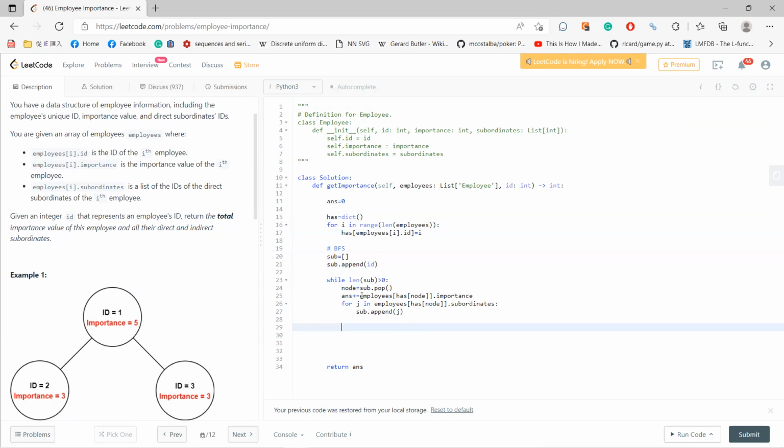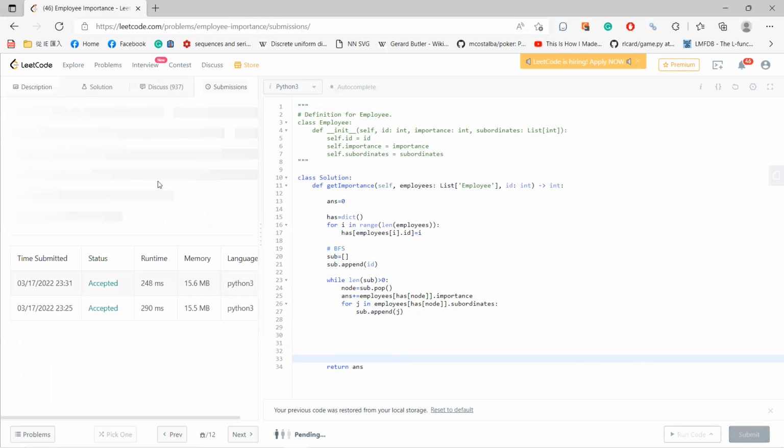Okay, and you find the importance. And you just keep going. So you put all the connected nodes and append them to the queue. That's it. So this is the standard approach that you can use to solve this problem.